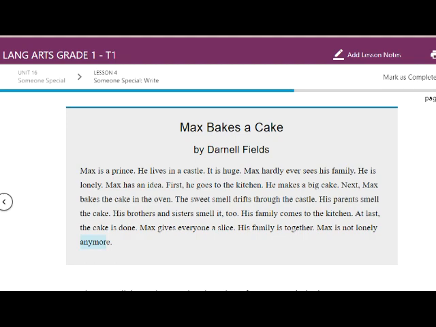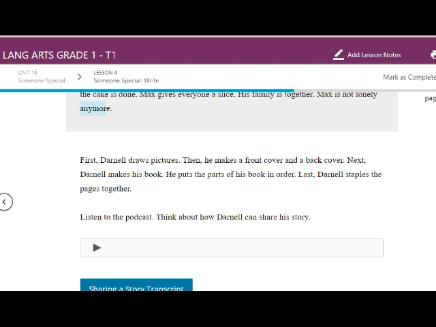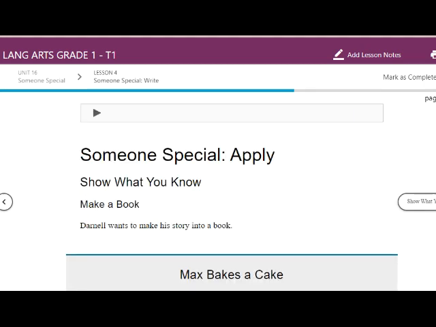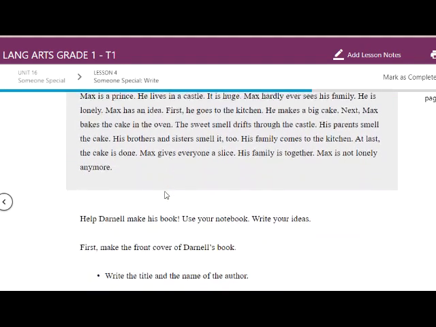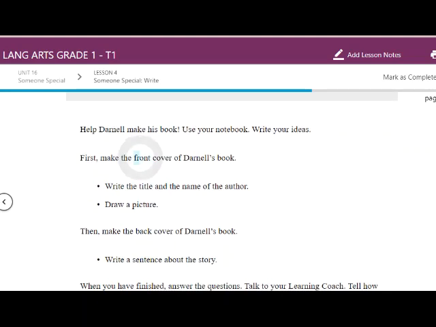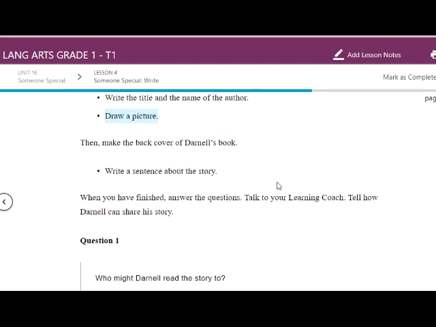All right, so not only did Darnell write this wonderful story, he also drew pictures and made a front cover and a back cover so he could have a book. He puts the parts of his book in order and he staples the pages together. Let's go ahead and look at his story again. When you make a front cover like Darnell did, you want to make sure that you write the title and the name of the author on the front. That's going to be your name. You also want to make sure that you draw a picture. When you make a back cover of the book, it usually tells the reader a little bit about your story. So you're going to write a sentence about the story on the back cover as well.